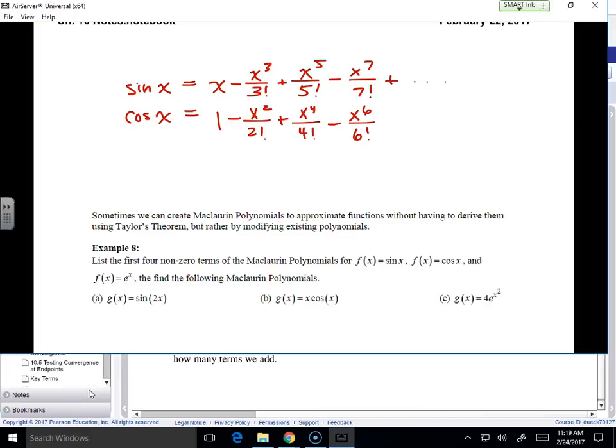Boom. How can you check to see if we're right? Nope. Okay, go to your graphing calculator. I want you to graph cosine. I want you to graph, let's just do all 4 terms, the 4th degree Taylor polynomial.